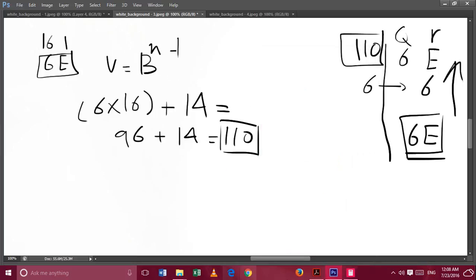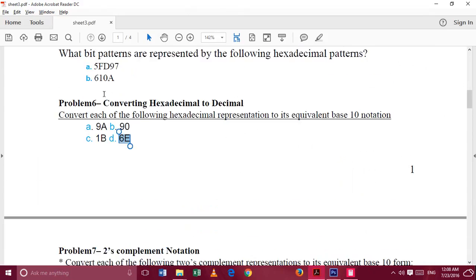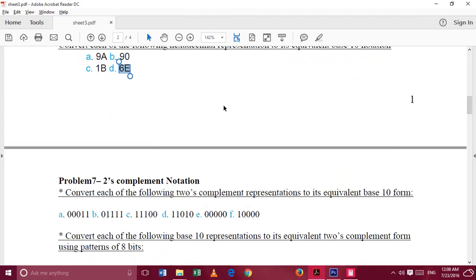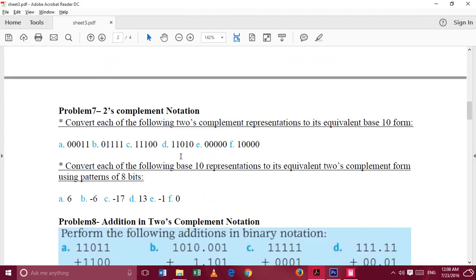Okay, let's go to the next question. So that was hexadecimal to decimal and decimal to hexadecimal. Okay, we need to convert these 2's complement numbers back to their decimal, or base 10, equivalent. Just to remind you very quickly, in 2's complement, if you have 1 in the most significant bit, that means this is a negative number. If you have 0, that means this is a positive number, right? So this is negative, this is 0, negative, negative, positive, positive.